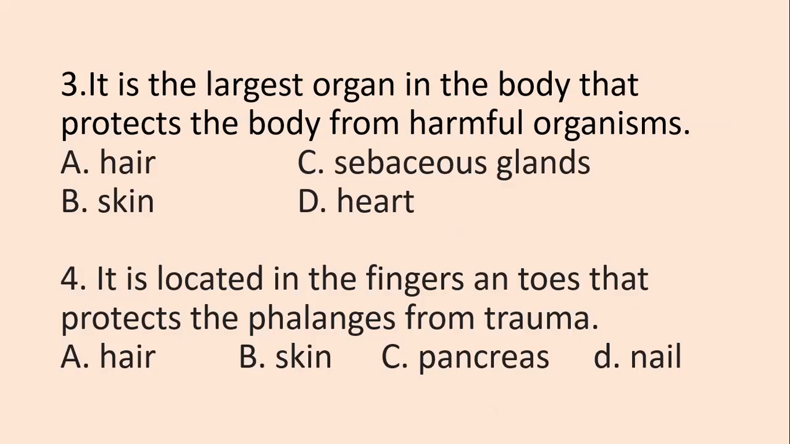3, it is the largest organ in the body that protects the body from harmful organisms so that they cannot get inside. A, hair. B, skin. C, sebaceous glands. Or D, heart. 4, it is located in the fingers and toes that protects the phalanges from trauma. A, hair. B, skin. C, pancreas. Or D, nail.